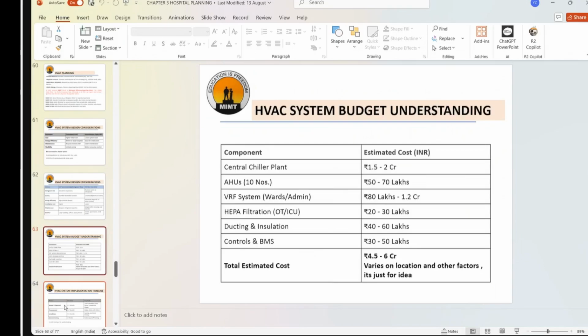ऐसा ना हो कि if something goes wrong or something breaks down, then it takes 1 month, 2 months kind of things to get it repaired. तो ये सारे factor as a hospital administrator, you have to think upon when you are going to decide which kind of system your hospital is going to adopt for this heating, ventilation, and air conditioning system. Okay.